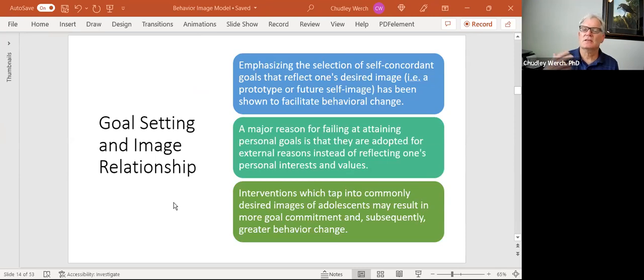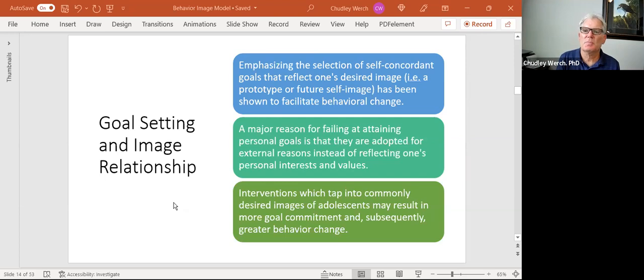Goal setting, that's the second part. We're talking about the action piece, really important. And the relationship to image is this. If you give youth or anyone, or ourselves, the instruction, hey, I'm going to set goals in any part of my life, the problem is research shows that goal setting often fails. This is the box in the middle there. Personal goals fail because they were adopted for external reasons. Somebody told me to, somebody wanted me to, somebody asked me, instead of reflecting on their personal interests and values.